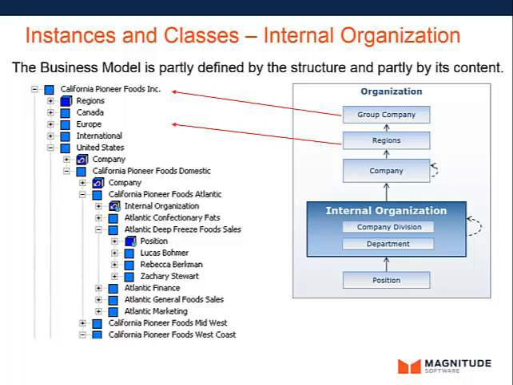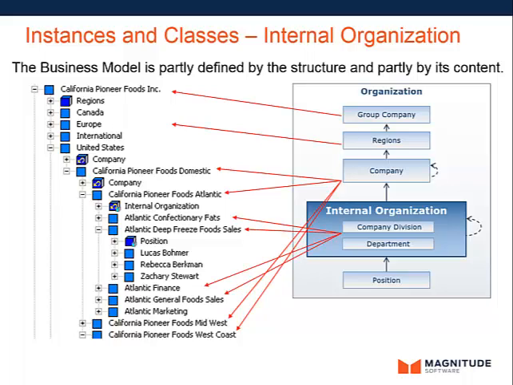In the United States, the company is called California Pioneer Foods Domestic. There's just one, but it's got some subsidiaries called Atlantic, Midwest, and West Coast. To a business manager, what happens if he decides that his international business is growing in Latin America and he wants to create a new region with a new regional office in Brazil? He's going to make a change.